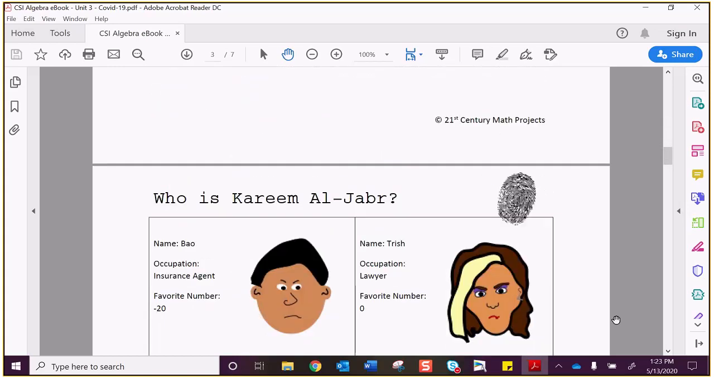So the question is, who is Kareem Algebra? And I'm not sure if I'm saying that right. I know it's a play on algebra, but I don't know how that's pronounced in the Middle East, the Jabr.